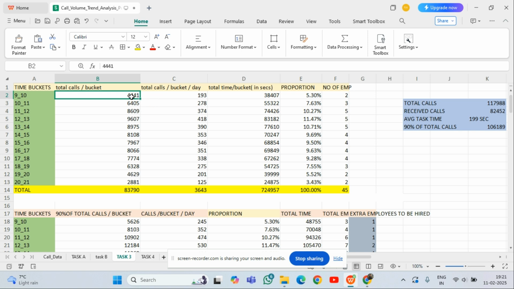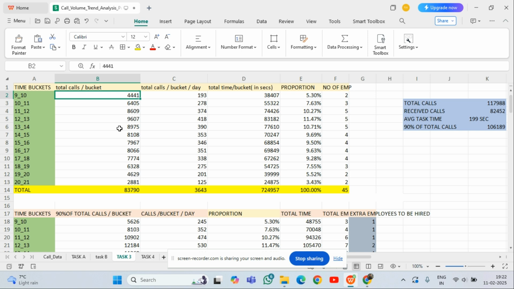So after calculating the calls in each and every time bucket, we'll calculate the number of calls per day. So remember, these are the calls for 23 days, as it has been mentioned in the Trainity portal.